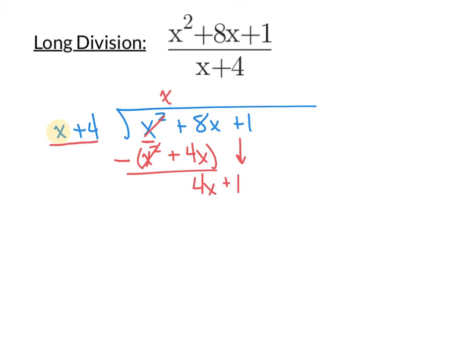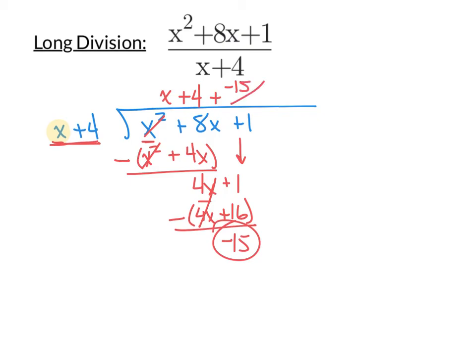Keying off of that x, what do I have to multiply x by to turn it into 4x? That would be 4. So multiply the entire x plus 4 by that 4, and we'll have 4x plus 16. When I subtract the entire thing, the 4x's cancel. 1 minus 16 is negative 15. Since there's nothing left, that's our remainder. How do we write a remainder? As a fraction: negative 15 over x plus 4. So we do get that same answer using long division.